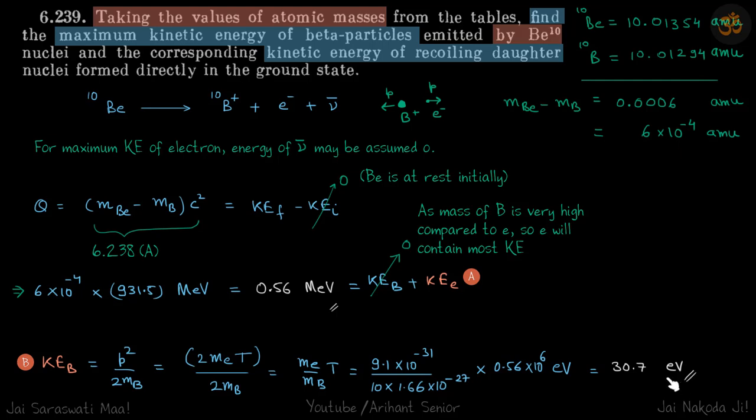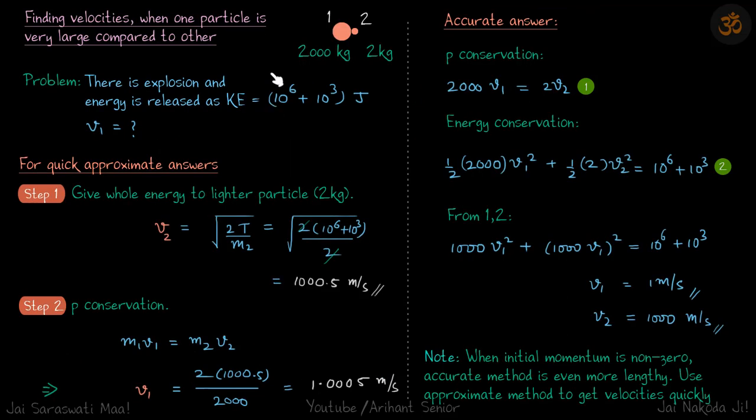Now let's quickly see why we are able to make this assumption. We'll take it with an example: finding velocities when one particle is very large compared to the other. Let's say we have these two particles and they go in opposite directions because of some explosion, such that the momentum is conserved. Our assumption is that the kinetic energy of this bigger mass will be almost 0 compared to the kinetic energy of this mass. So let's see how that is true.